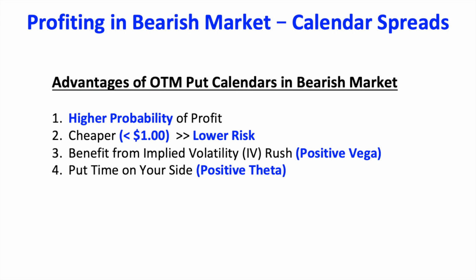We also get smart about positioning a trade that has positive vega, meaning that if we're right about direction, implied volatility will likely increase, and that will put money in our position, profit in our position. And 4, calendars put time on your side, meaning they have positive theta. As time passes, that's a good thing. It actually puts more profits into our account. So it's really a smart trade. It's smart on direction. It's smart on vega, volatility rush. It's smart on having time work for you. It's just a really smart and elegant and sexy strategy to use in a bearish market.